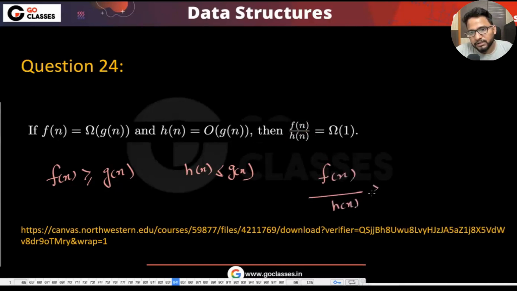h(n), it is greater than or equal to 1. So basically, f(n) is greater than or equal to h(n), right? f(n) is greater than or equal to g(n), and g(n) is greater than or equal to h(n). So f(n) is greater than or equal to h(n). Yeah, because of transitivity, it is true. Yes, so this is true.